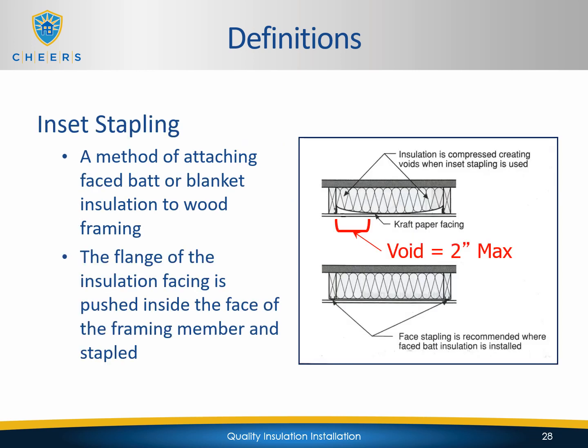Inset stapling. It's a method of attaching faced batts or blanket insulation to wood framing. The flange of the insulation facing is pushed inside the face of the framing member and stapled. Please keep in mind that, as you can see in the picture, the voids on the left and right side of the batt, because it's going to be stapled to the actual framing members, cannot be more than 2 inches laterally.